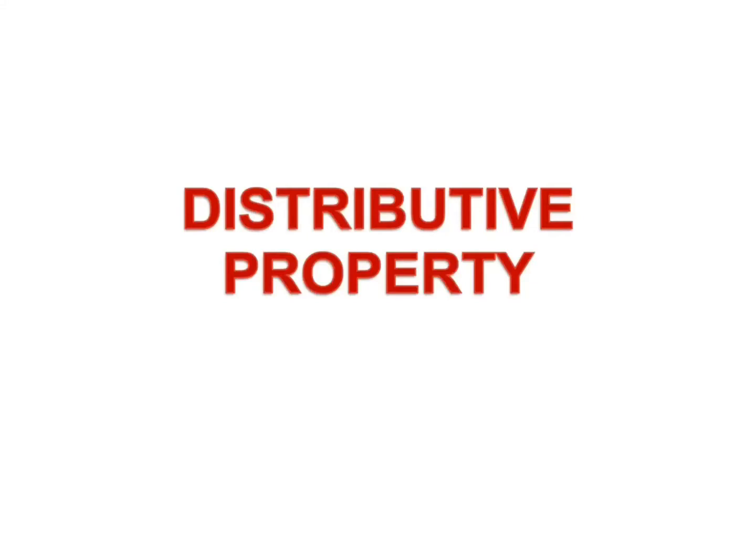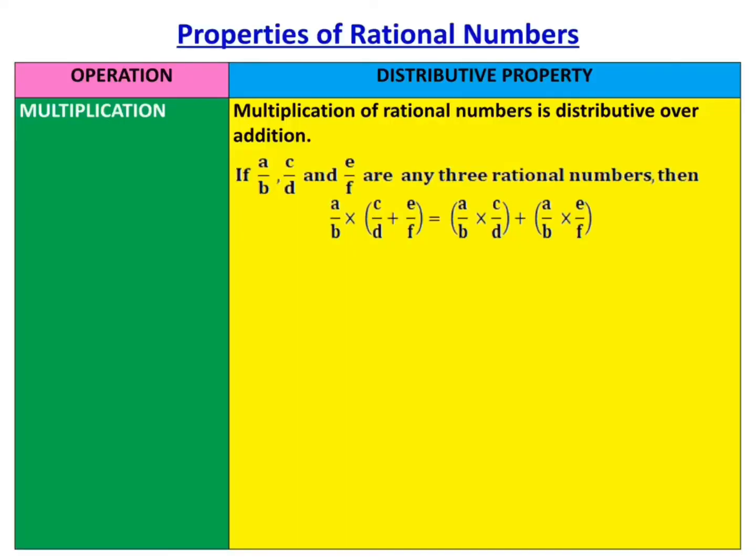Let us look at the distributive property of rational numbers. Multiplication of rational numbers is distributive over addition. It states that if a/b, c/d and e/f are any three rational numbers, then a/b times (c/d plus e/f) is equal to a/b times c/d plus a/b times e/f.